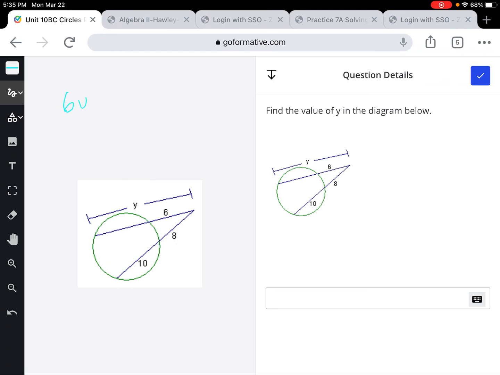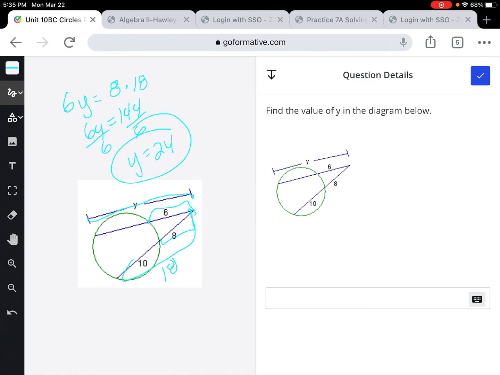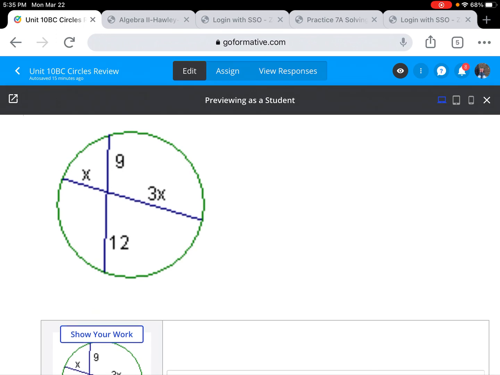I know part times whole is equal to part times whole, which is 18, so it's 6 times whole is equal to 8 times 18. 6y is equal to 144. Y is equal to 24.